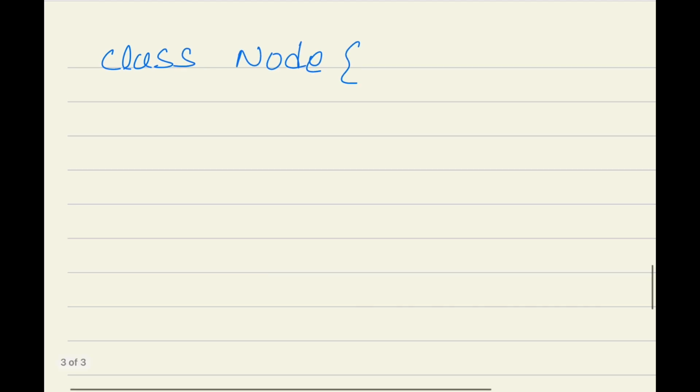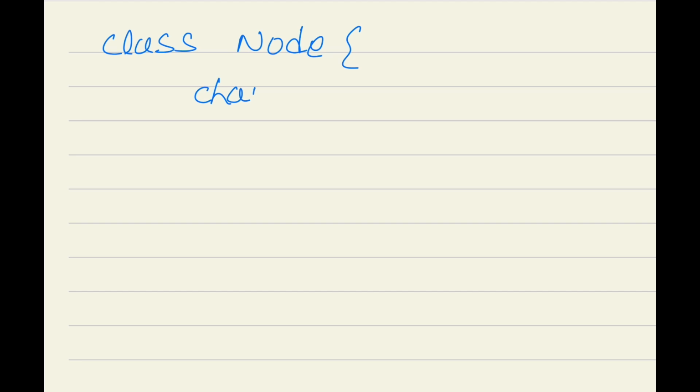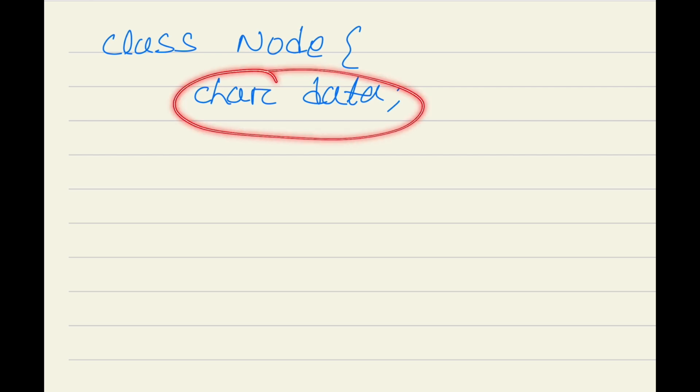Suppose we want to write the definition of node in Java. So for that we can create a class node. Like previously we have discussed, we can write like this: class node, and suppose we are keeping only one character value in each node, and assume the variable name is data. So we are writing char data.